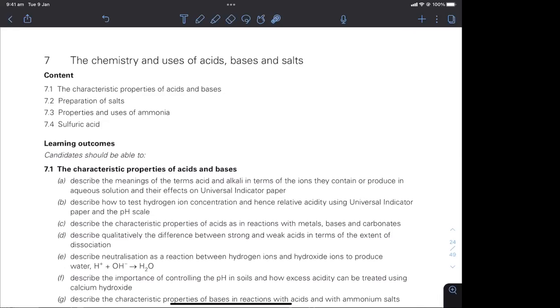So without further ado, let's get started on this chemistry and uses of acids, bases, and salts. So in these kind of tutorials, I will go through the theory, but anytime you have questions, then feel free to just raise up your questions. Otherwise, you're not going to learn very much from me at all.